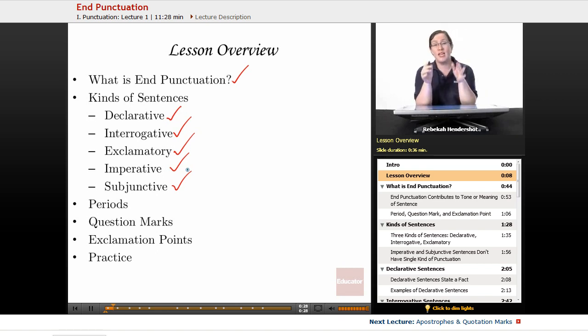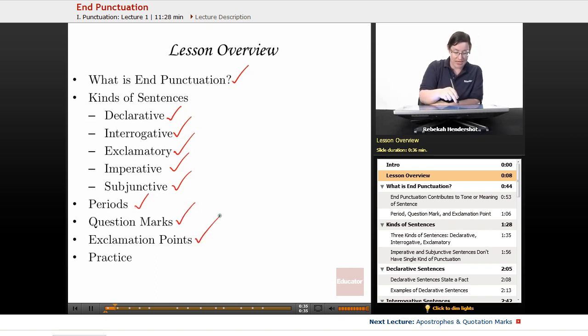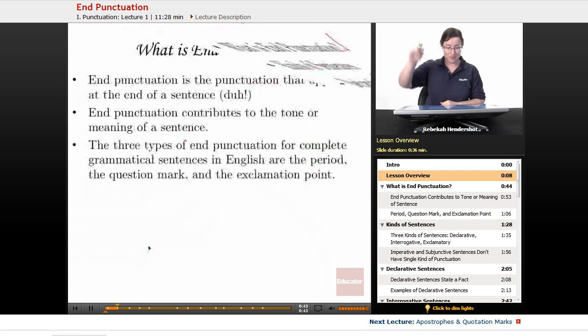Then we're going to look at the three main kinds of end punctuation in written English. We're going to look at how to use periods, question marks, and exclamation points. And we're going to end, as always, with a set of some practice. And you'll get to use your own end punctuation in some sample sentences.